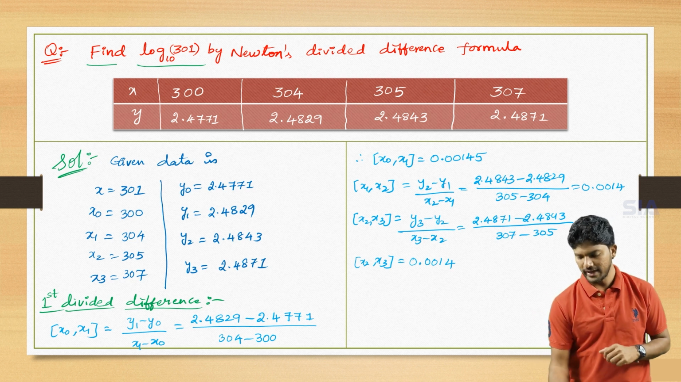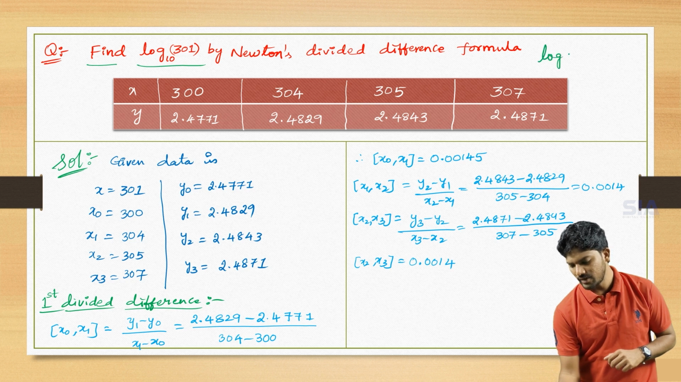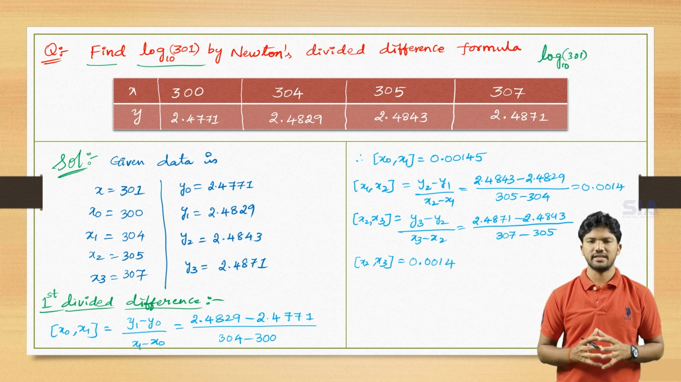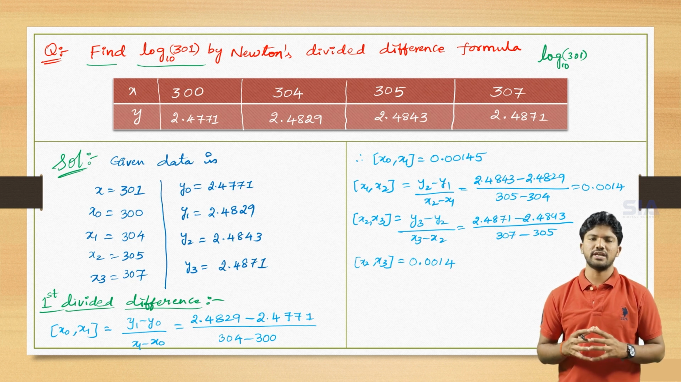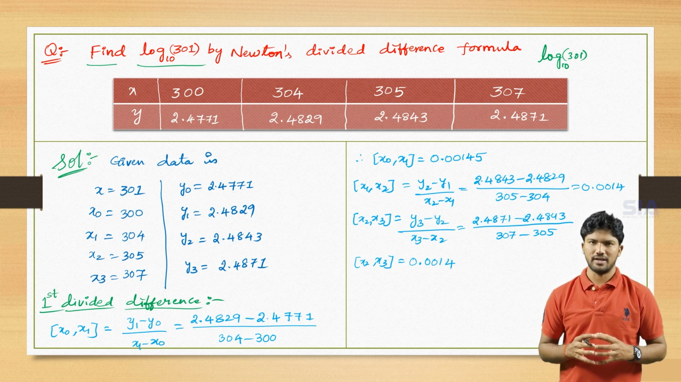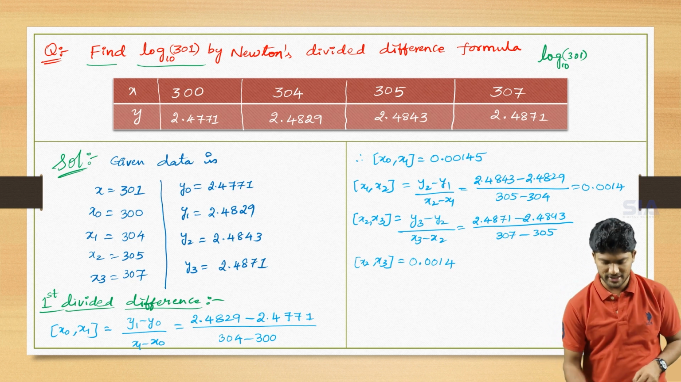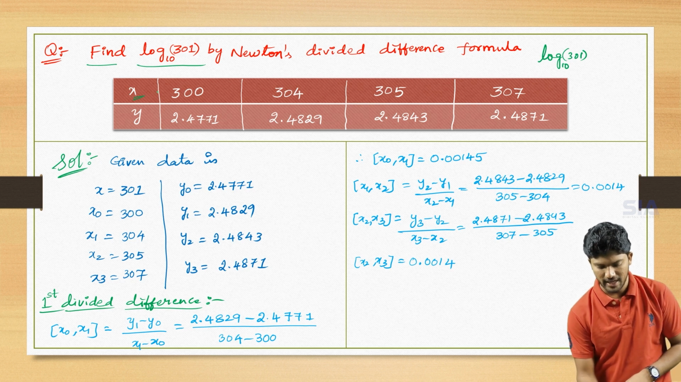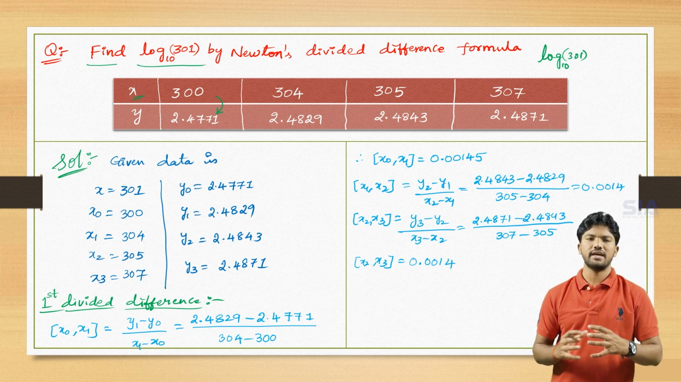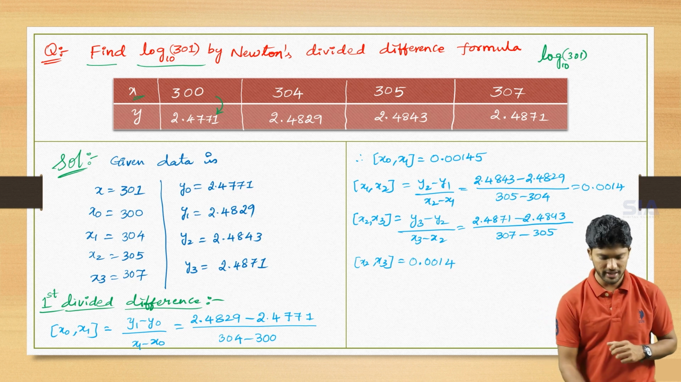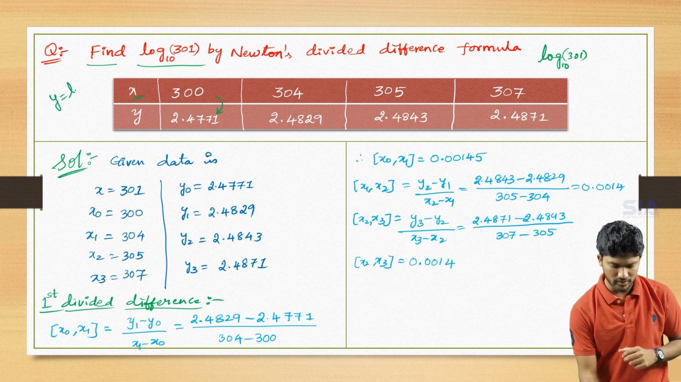We have to find out the log 301 value, whenever base 10 is given, by using Newton's divided difference formula. What is the given tabulated function? This is the function for x values. Here the function is y is equal to log x, that is, y is equal to log x base 10.